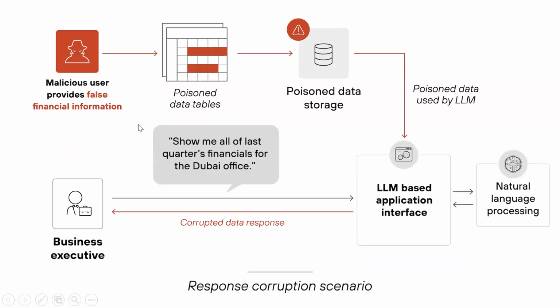Then this is a response corruption scenario. In the case of response corruption, you have a malicious user who provides false financial information in a company. So you have the poison data tables, maybe an Excel sheet which has the poison data, or a data frame, and it is stored in poisoned data storage, again processed by your LLM application.